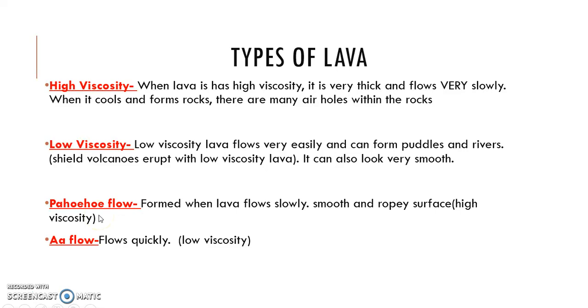And then there's kind of two main flows of lava. The first one is pahoehoe. It's formed when lava moves very slowly, and it does look smooth and ropey. And this flow is very high viscosity. And then aa flows very quickly, and it's the low viscosity.